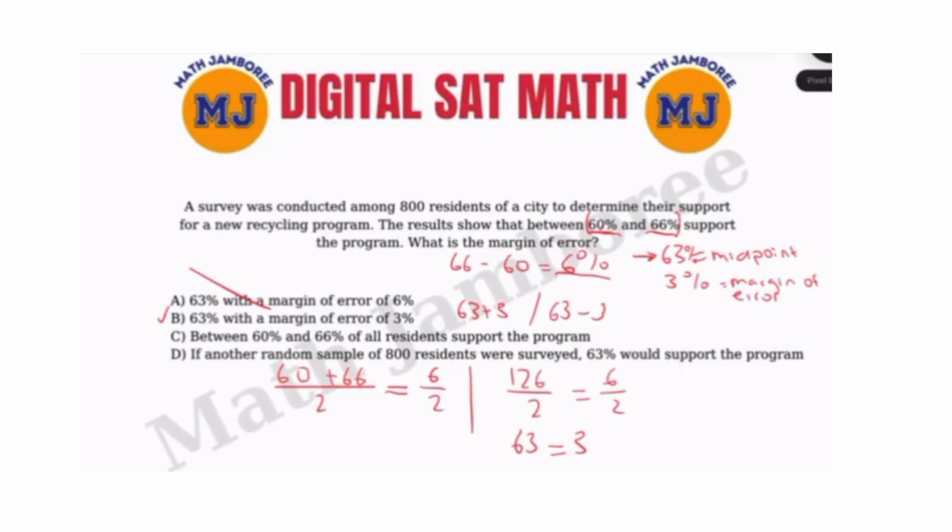Now, C says between 60% and 66% of all residents support the program. That is actually kind of true, but that is not what we were looking for. We were looking for the margin of error and not some random claim. So we're going to eliminate that. D says if another random sample of 800 residents were surveyed, 63% would support the program. We don't know that. And that is irrelevant too, even if it was correct, because we search for the margin of error. So B is the correct answer for this given question.